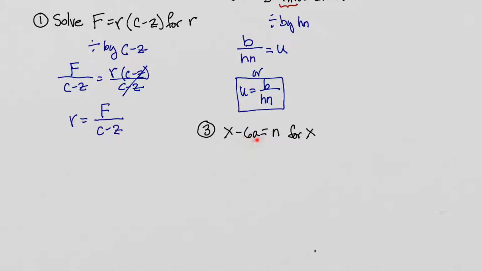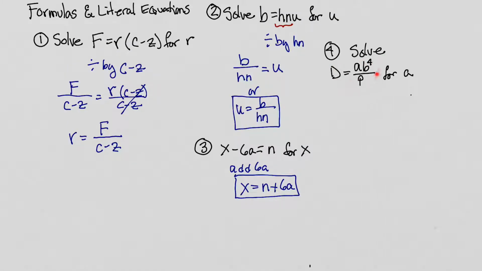We're subtracting 6a. So why don't we just do this? Why don't we just add 6a? That will isolate the x. And if we add 6a to this side, negative 6a plus 6a is 0. That's gone, so we'll just get x equals, now add the 6a over here to this side, and we'll get n plus 6a.